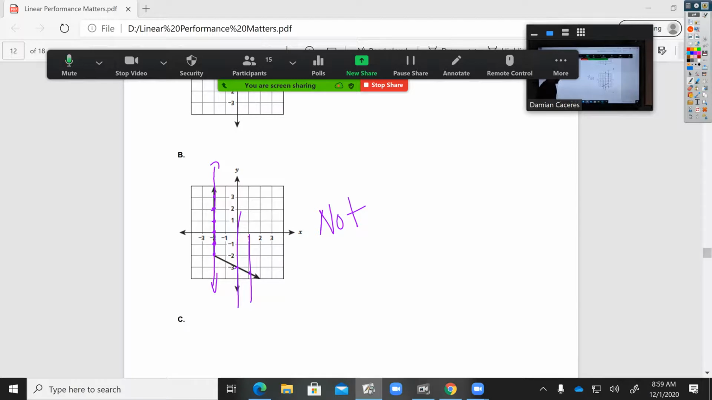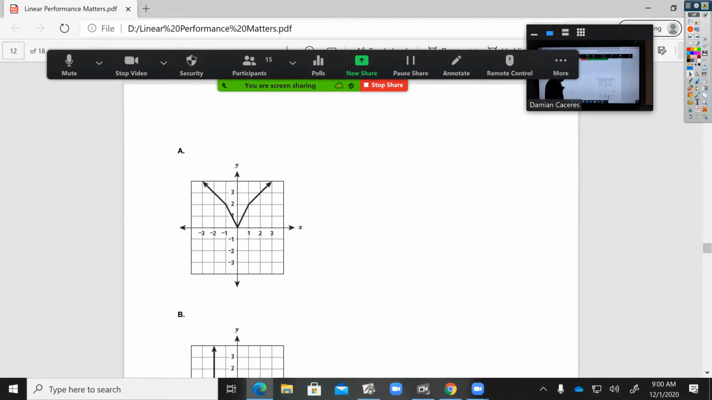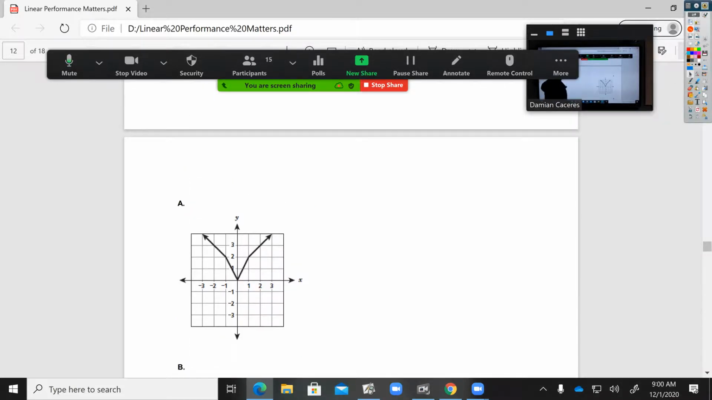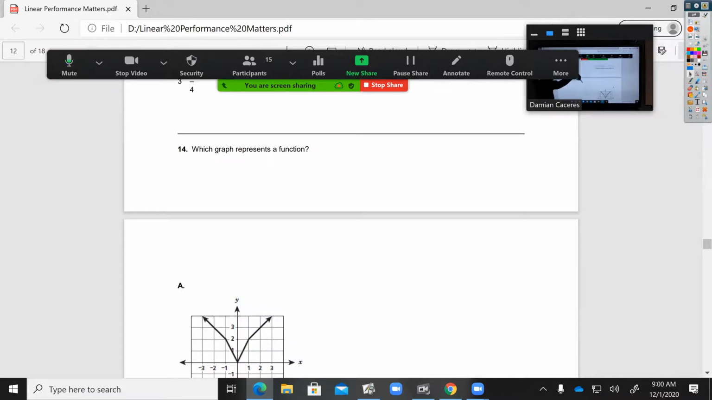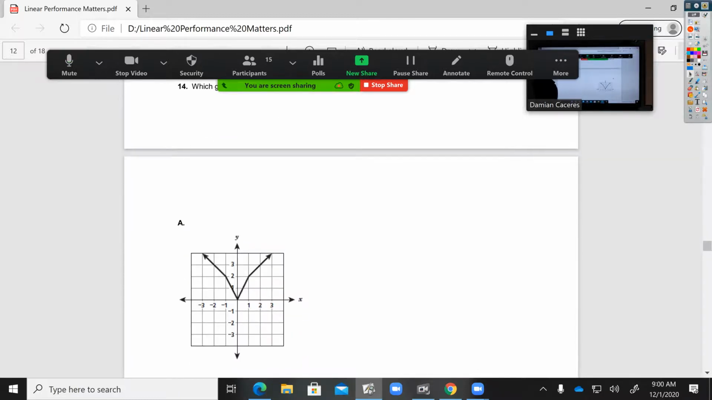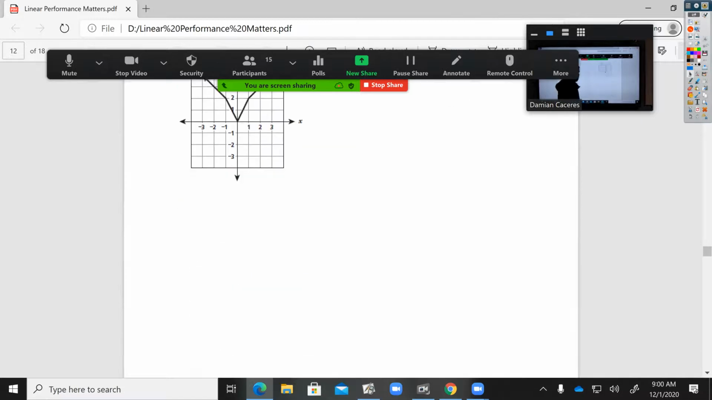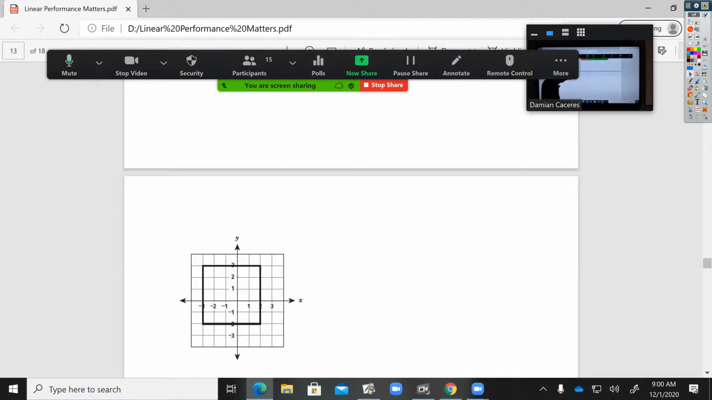You with me? Now that I showed you one that is and one that is not, we can answer the question. The question says, which one is a function? So we already tested out A, and A was a function. So the answer is A. Now let's move on to the next one.